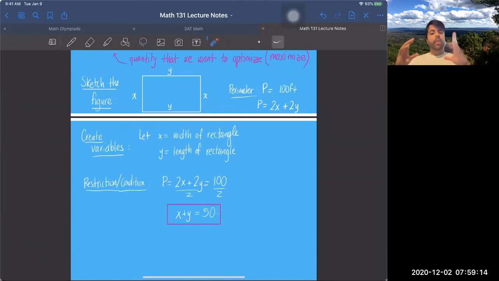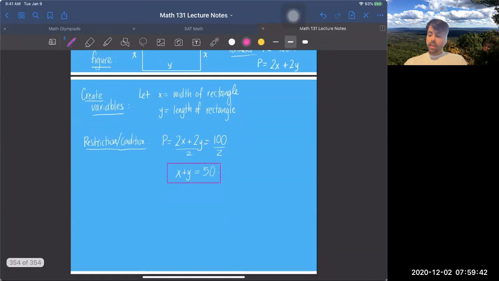Now I'm trying to figure out, of all of those rectangles whose length and width add up to 50, which one of them has a maximum area? Which one has an area that's bigger than all the other ones? For example, I can put this as 1 and 49, that would work, or 2 and 48, and so on. But which one of those, when I multiply them together, would represent the biggest area? So now I'll have to figure out what the quantity is that we want to maximize, or in this case optimize, the quantity to be optimized.